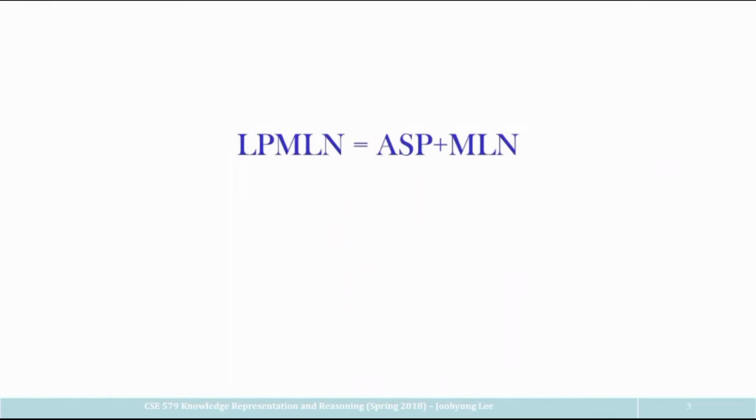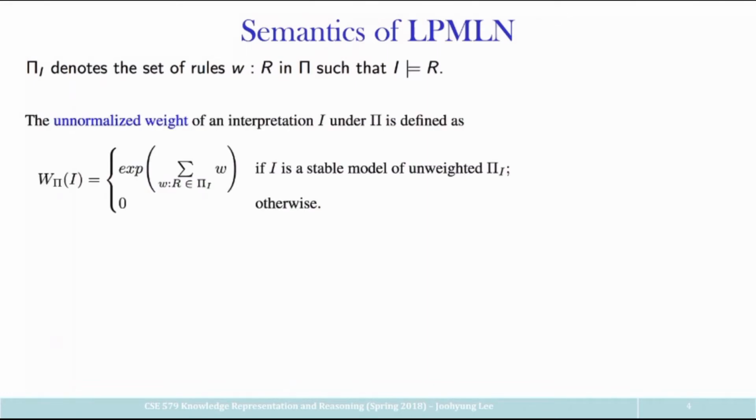So as you saw last time, the idea of LPMLN was to combine the advantages of both ASP and Markov logic. So let's recall what the semantics of LPMLN was. By the way, the syntax is simple: it's weighted answer set rules. And we define this auxiliary notion pi subscript I, which is not to be confused with the reduct. This is actually simpler than the reduct in the sense that you just collect the rules that are true under the interpretation I. Okay? And when you find an unnormalized weight, this is in two cases.